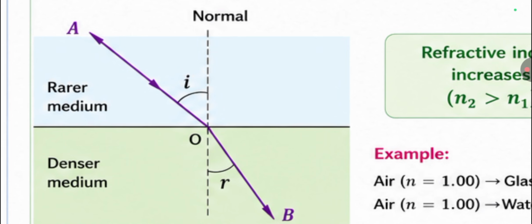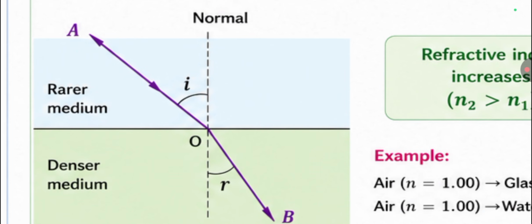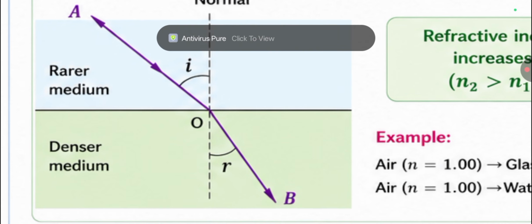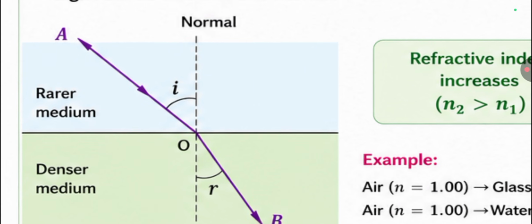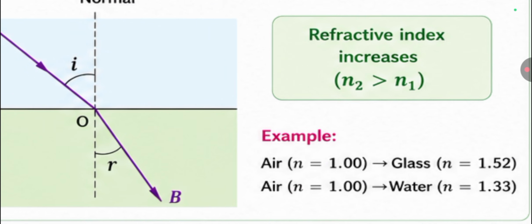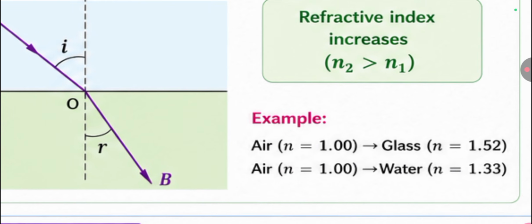The speed of light is lower in a denser medium. It is an optically denser medium. Here the refractive index increases, so N2 is greater than N1. For example, here is some rarer medium and some denser medium. Suppose air's refractive index is 1 and glass's refractive index is 1.52.